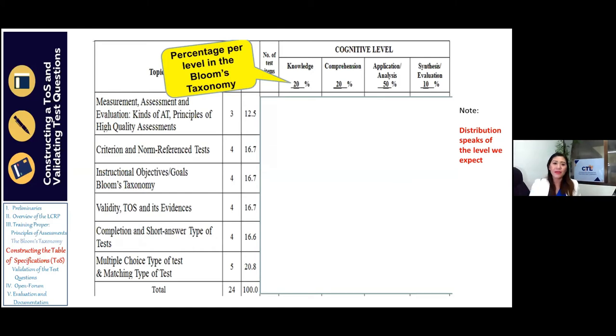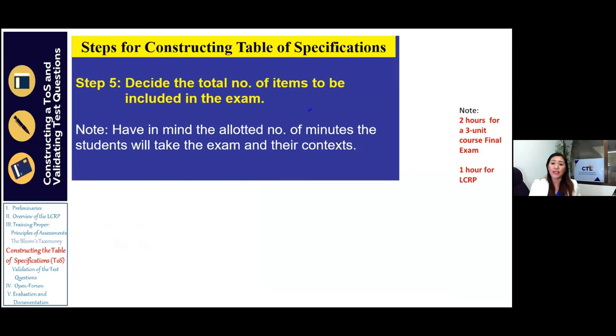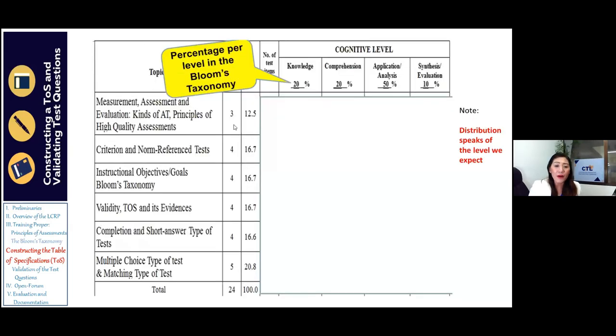Okay? So, and then we decide the total number of items. So, naana ko'y number of hours taught. Total is 24. Naana ko'y percentage. And then I decided kung unsang akong distribution sa Bloom's taxonomy. Remember, kung unsa ang imong pag-distribute, it will tell everyone, it will communicate exactly what you're trying to achieve in terms of critical thinking of our students.